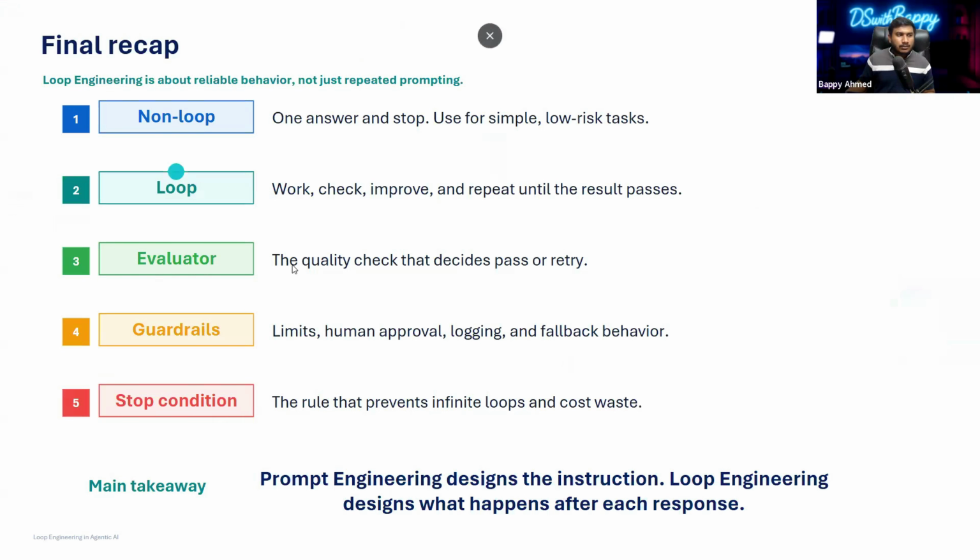Now let's do the final recap. As you can see, in loop engineering we definitely use the looping concept. Whatever we have learned so far: the non-loop basically answers once and stops, used for simple and low-risk tasks, and the loop works, checks, improves, and repeats until the result passes. The evaluator will evaluate the quality of the answer we are getting.